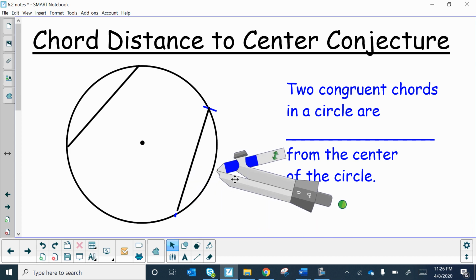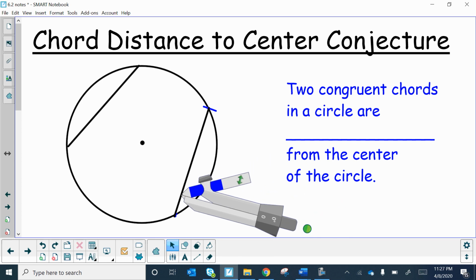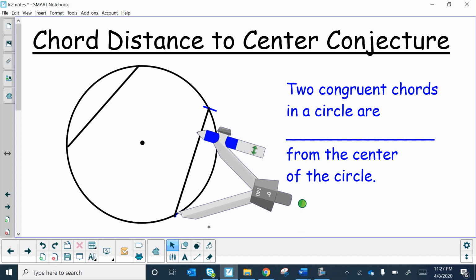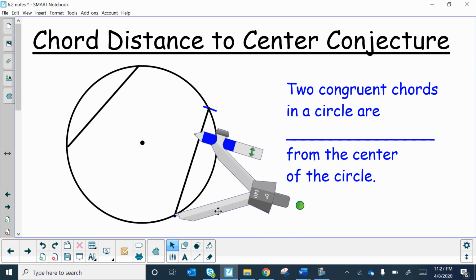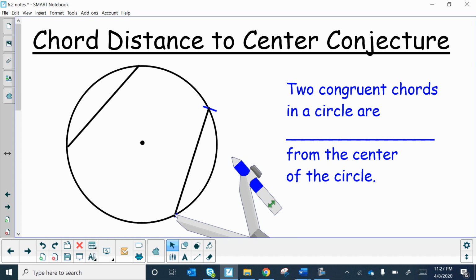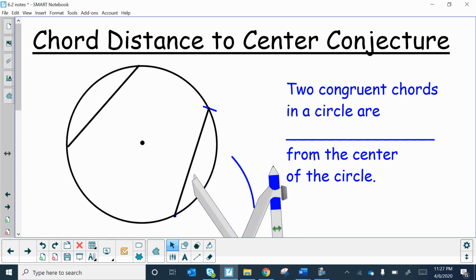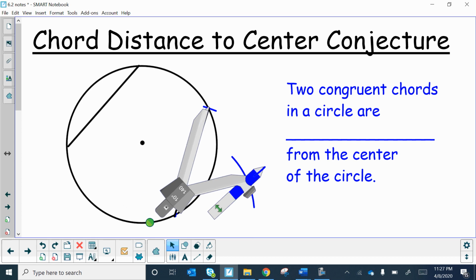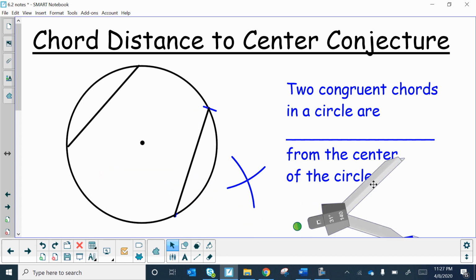So what we need to do now is we need to make those perpendiculars again. So I'm going to put my compass on the end over here. And I'm going to make an arc out there. Come over here and make an arc right there. And then I'm going to connect the center through there.